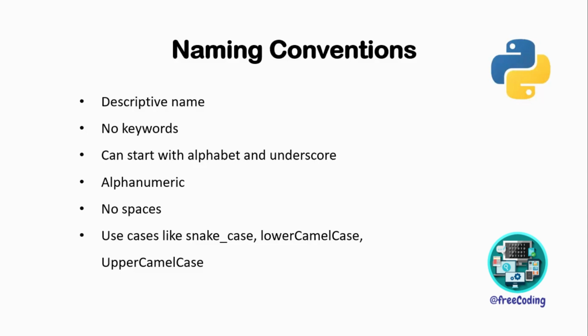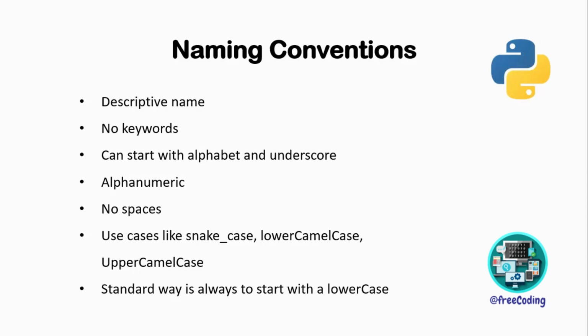If your variable name has more than one word, to make it more readable, you should use cases like snake case, lower camel case, or upper camel case. And all these rules that I'm talking about, this naming convention, is not just for variables. Even if you define a function or a class, all the names or all the objects that you're going to define have to follow these naming conventions.